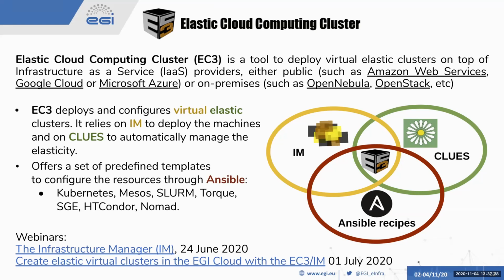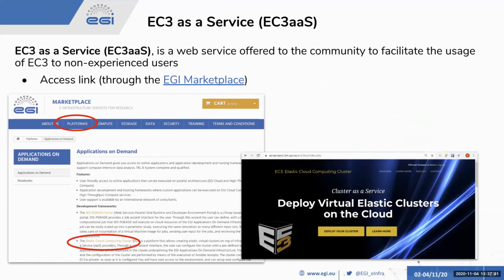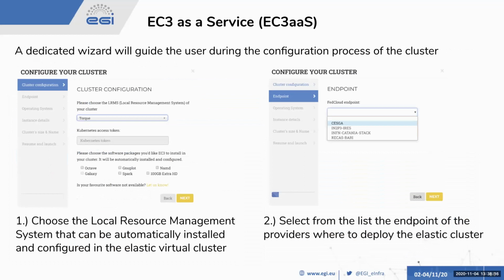I will briefly show you the web interface, because there is also a command line tool and some APIs that you can use to interact with EC3. The service is available on the marketplace. So in principle, you can submit a service order, and when approved, you can access the portal and deploy the cluster on one of the available providers supporting the access. As I said before, I will briefly introduce the wizard, which is available to drive the user through the different steps.